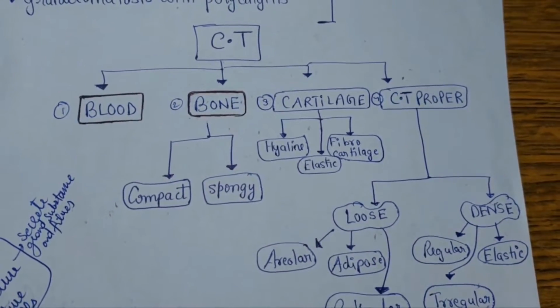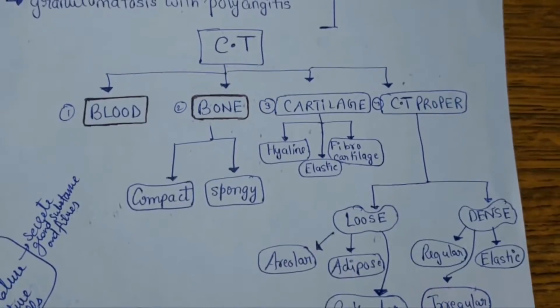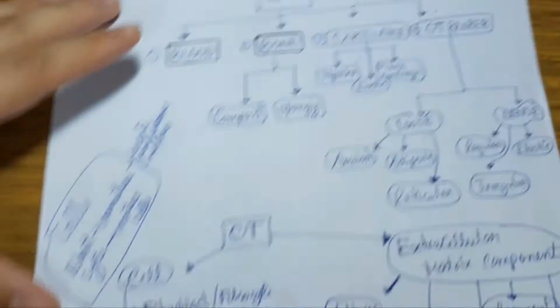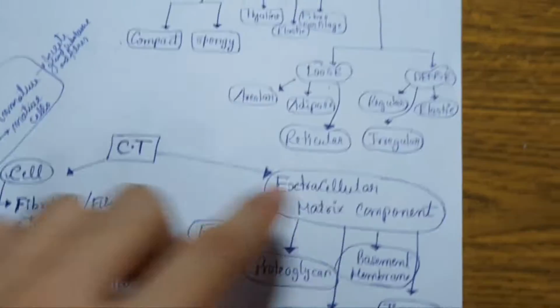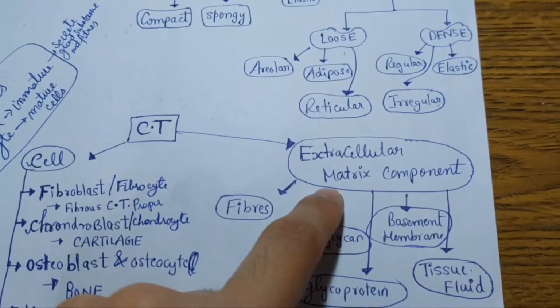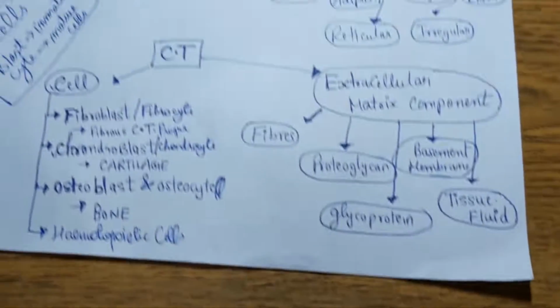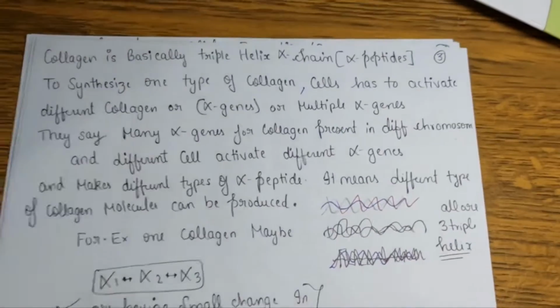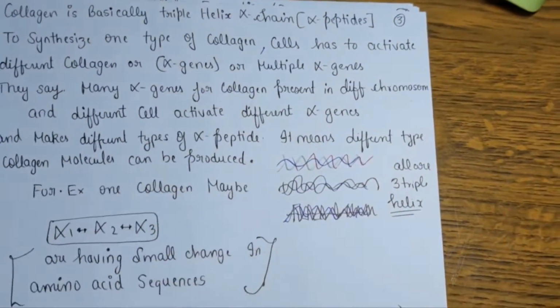So this was a quick recap about connective tissue. We have four types of connective tissue: blood, bone, cartilage, and connective tissue proper. Connective tissue consists of cells and extracellular matrix. Extracellular matrix consists of ground substance and fibers. And then we have the cells. So now we come back to our discussion on collagen synthesis.